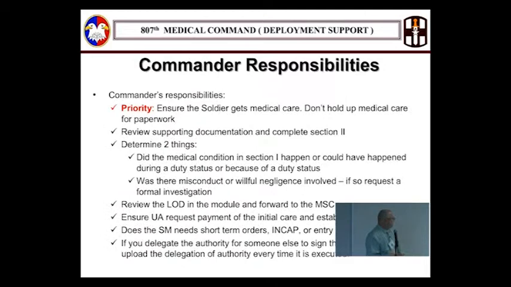Next slide, please. The priority is to ensure the soldier gets medical care, and again, don't hold up medical care for paperwork. Next slide, please.